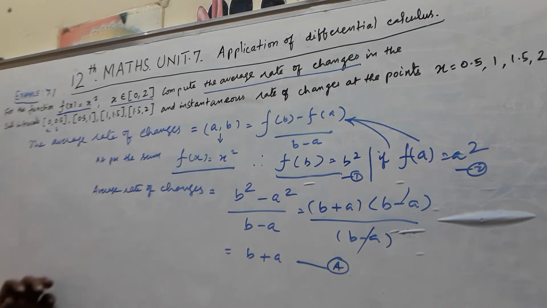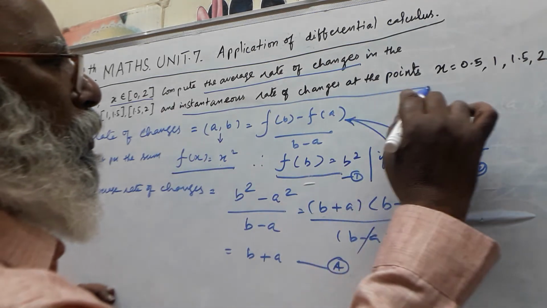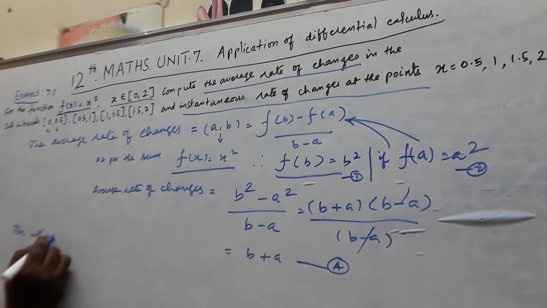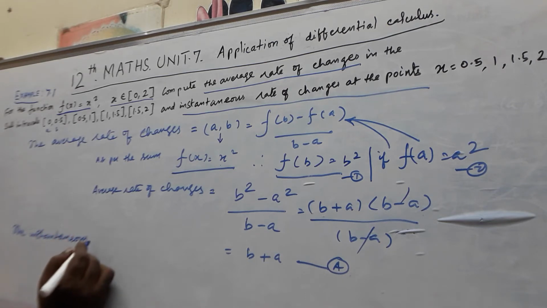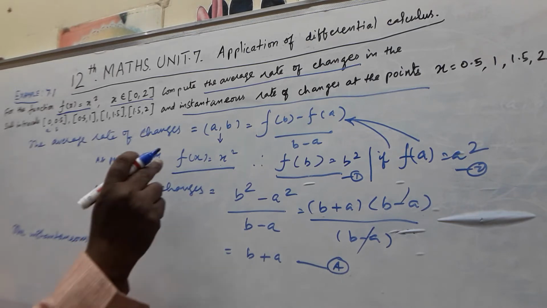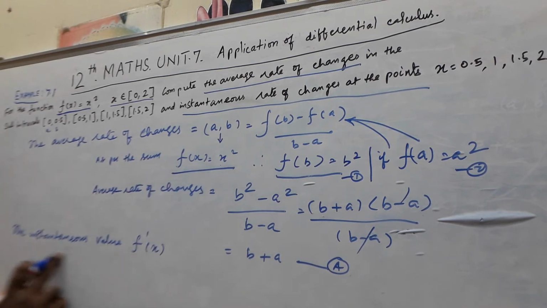And here, if you want to find the instantaneous value of the given f of x, that is f dash of x, you have to differentiate f of x, then we get the instantaneous value.